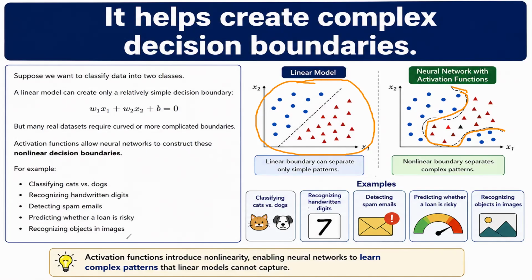Examples are classification of cat versus dog, recognizing handwritten digits, detecting spam mails, predicting whether a loan is risky or not, or recognizing objects in images. These require complex patterns. So that's why an activation function is needed.